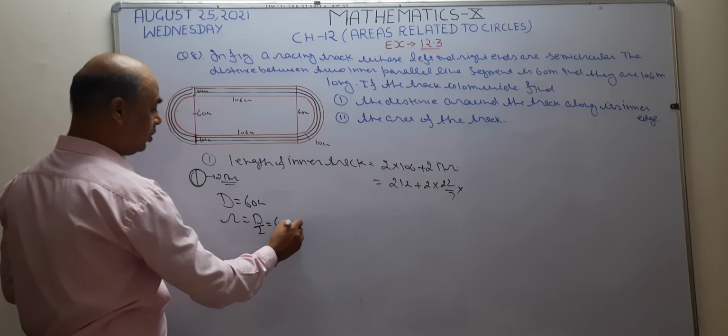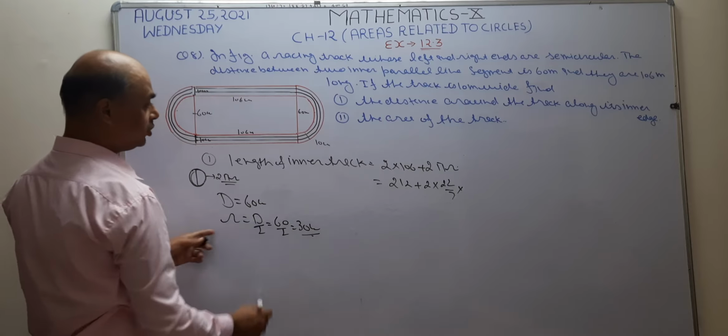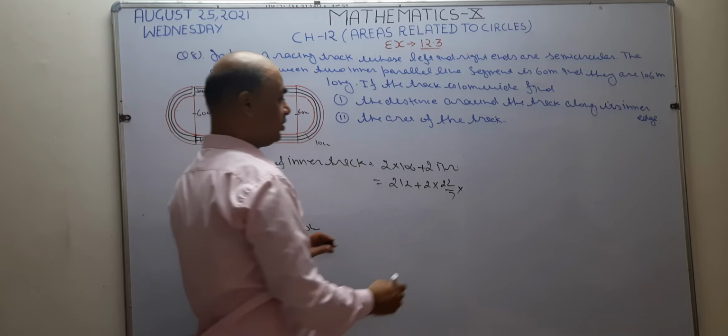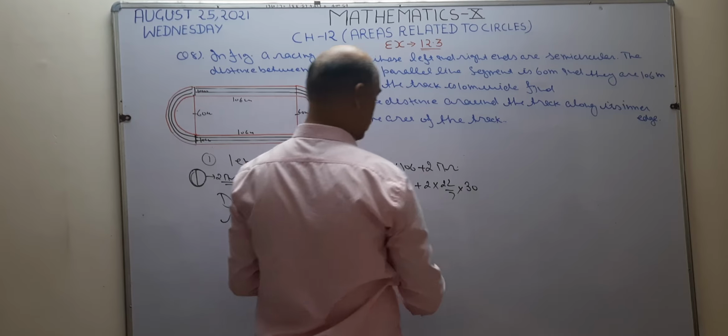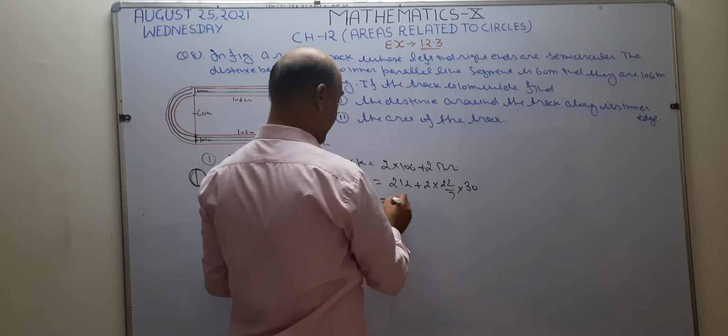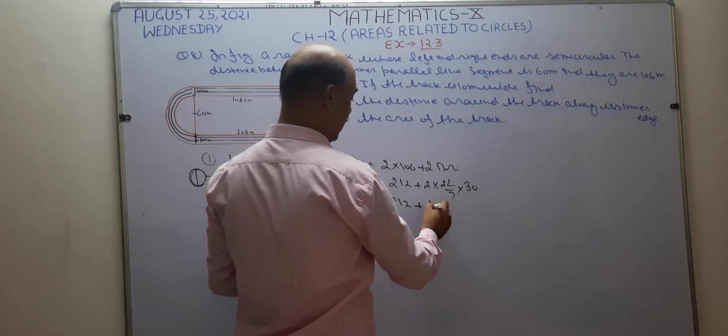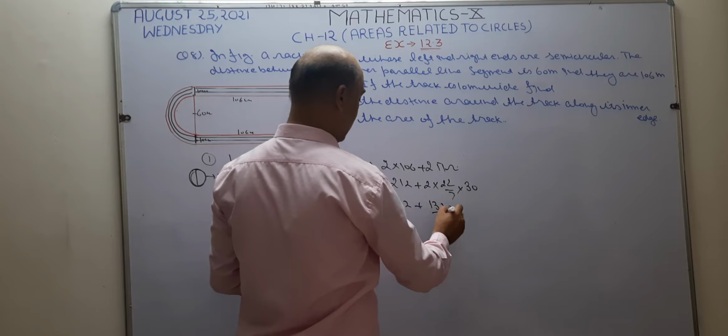So 60 by 2 becomes 30 meter. So the radius of this inner track is 30 meter. Okay, so instead of radius, I want to write here 30. So nothing is going to cancel. Write here 212. 44 into 3. 3 4s are 12. This becomes 3120 upon 7.